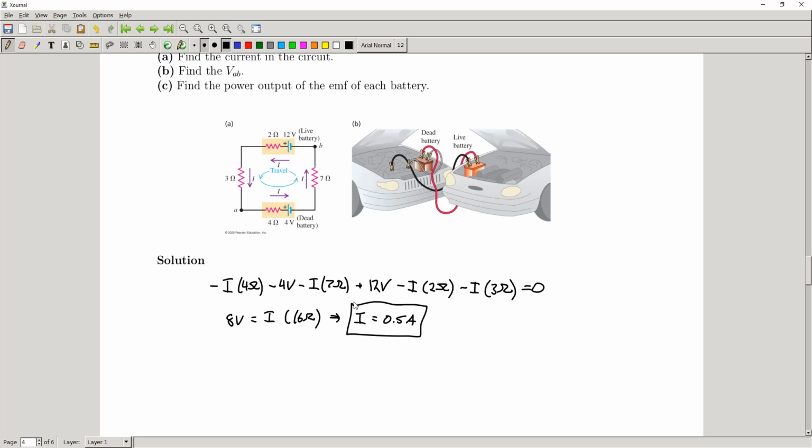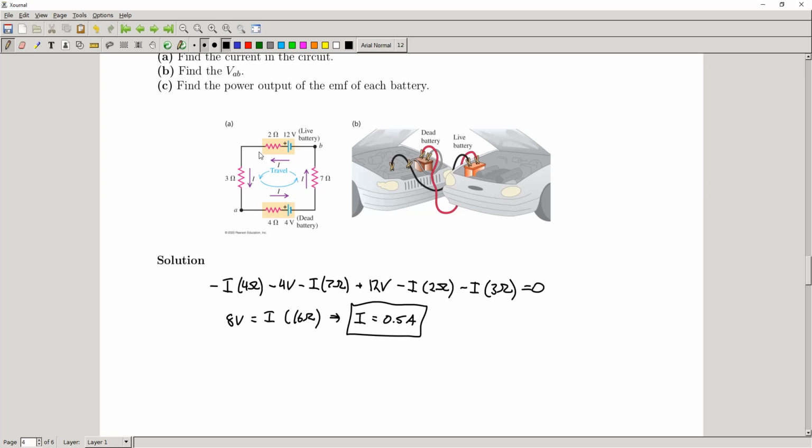And it came in with a positive sign here, so that means our guess of the direction of the current flow was correct. We actually have a half an amp going around the loop like this. So that's an application of Kirchhoff's loop rule.